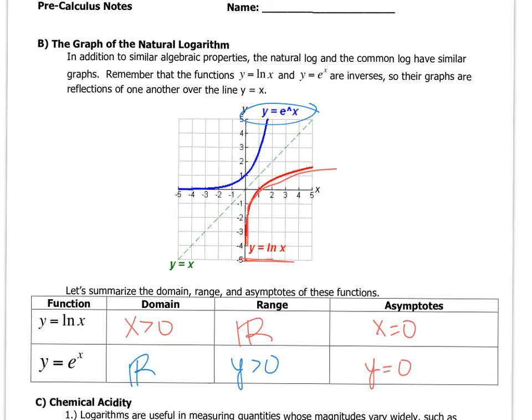Okay? So again, not a whole lot of information here. Just understand those generalities: domain, range, and asymptotes for our log functions and then our exponential functions.